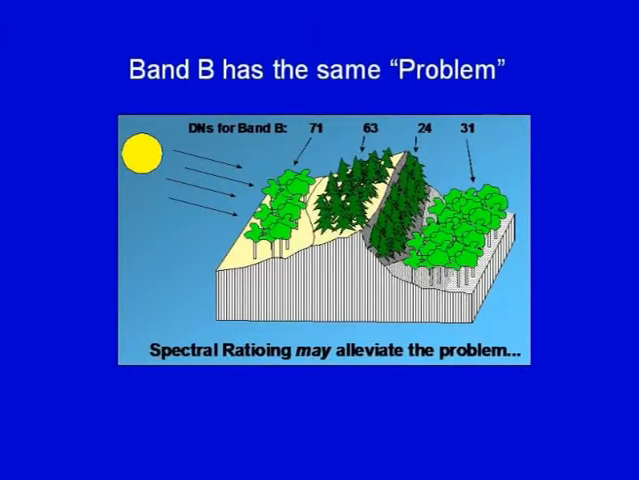When we look at the same phenomena in the second band, again we find the same phenomena exist, that is, in the shadow portion the same ground cover, the value decreases significantly, which means that due to the topography there has been an effect on the brightness values of the same ground cover.